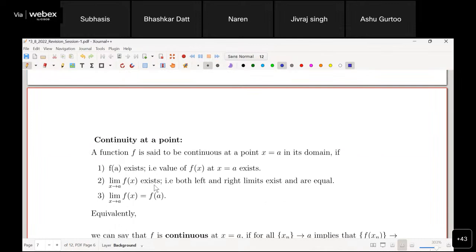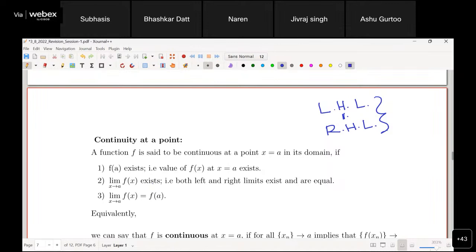Please mute yourself. As you can see, what you are doing is checking the left hand limit and the right hand limit. If they are the same, then you can say that the limit of the function exists. To say whether the limit of the function at that point exists or not, you need to find the left hand limit and the right hand limit, and check whether they are equal or not.